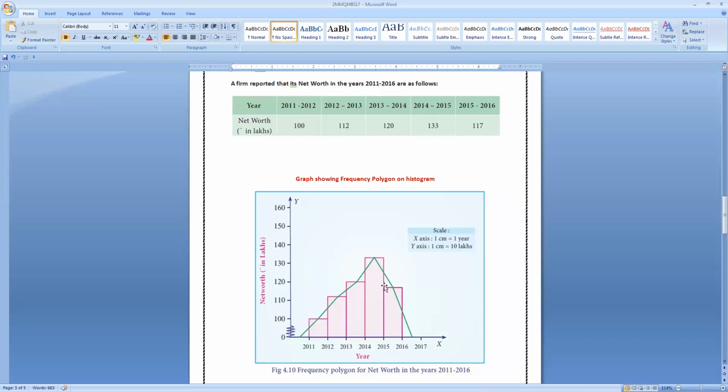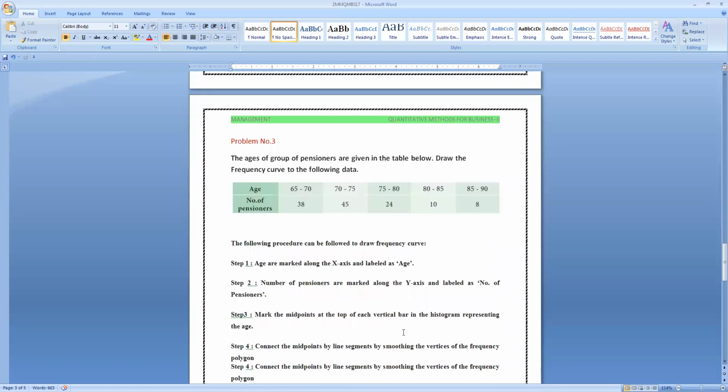So after drawing all the histograms, we should see the center of the upper vertices of the rectangles. In between, we put one small dot. Then we have to take the scale and join these points, so the frequency polygon can be drawn very easily. So this is how we have to show.